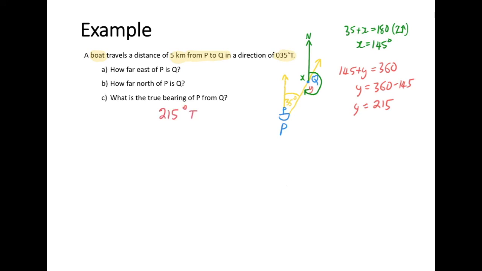There is a separate video on how to complete those calculations if you need a little bit of help in calculating the true bearings between 2 points. So that is an example of how we can have a word question and use our knowledge of true bearings to be able to create a diagram that helps us to answer the word question.